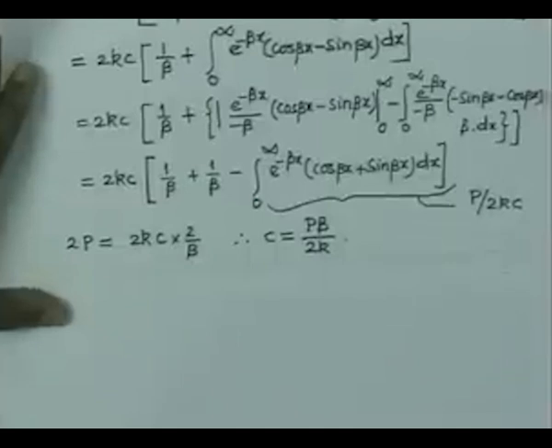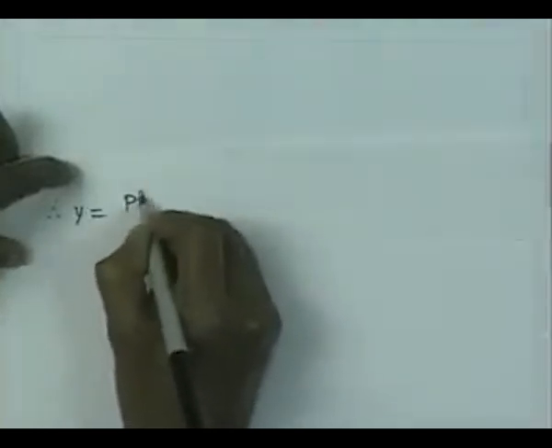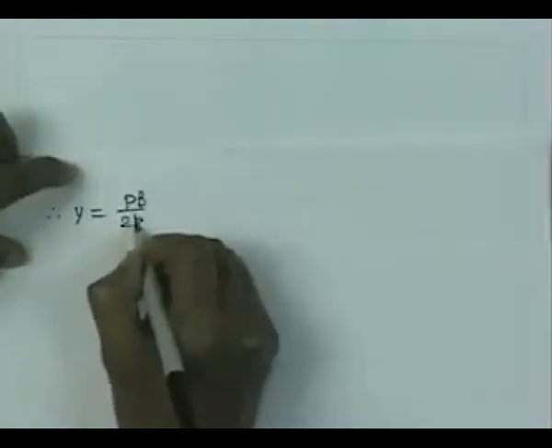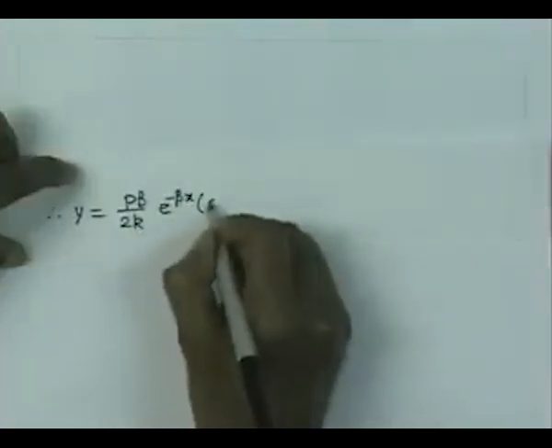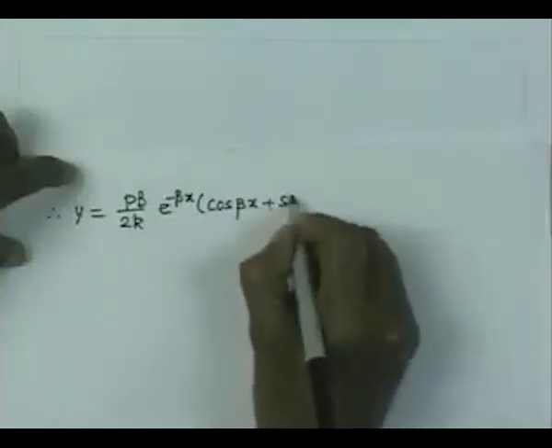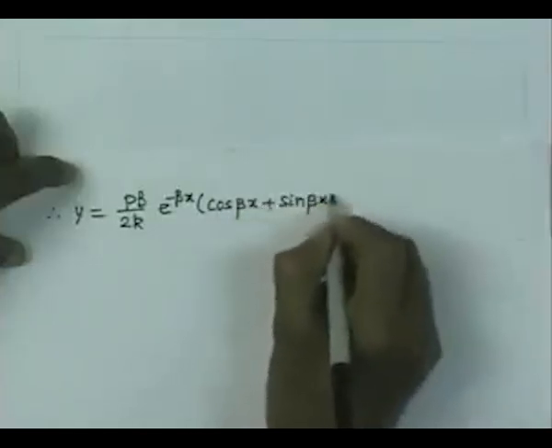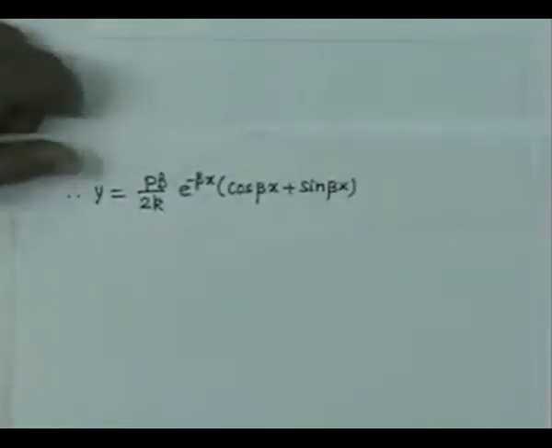So, that is the constant of integration for this particular problem, and hence we have finally the solution y equal to p beta by 2k e to the power minus beta x, cosine beta x plus sin beta x. So, that is the expression for y.